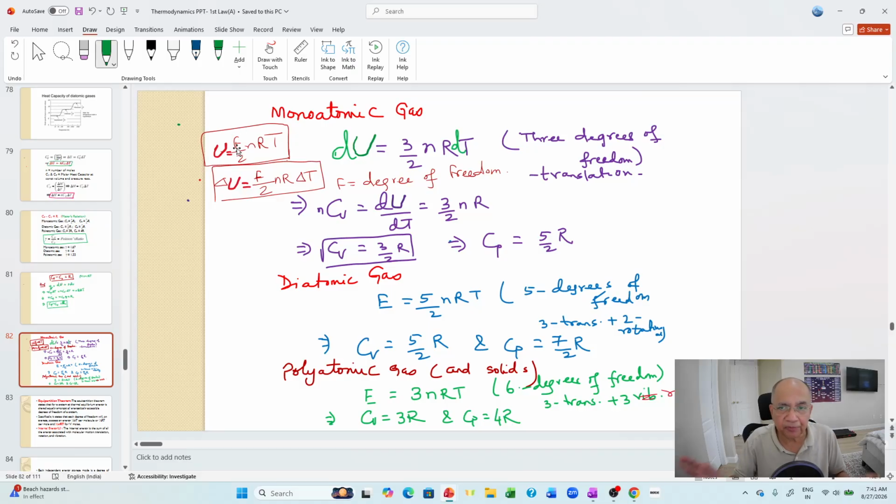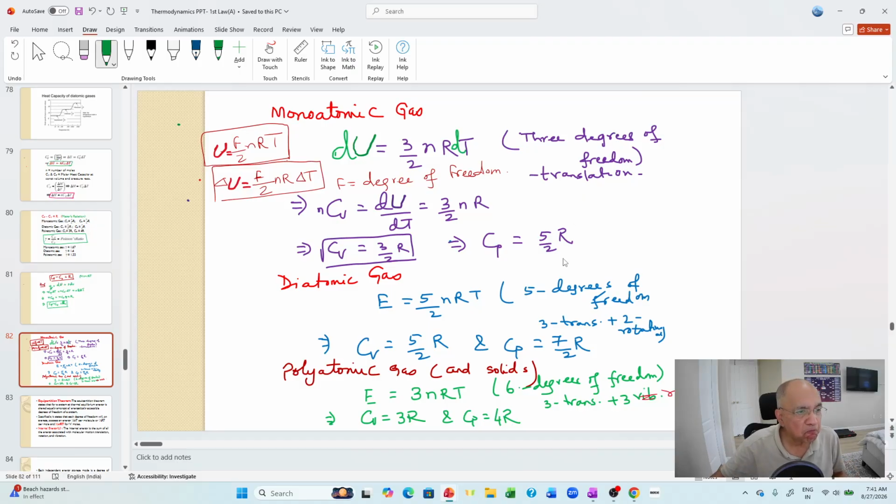A monoatomic gas, a single atom, can have only translation. It cannot have any rotation. A single atom has no rotation. That is not considered as a rotation. They say the same spherical atom rotates, but that is not considered. If there is a bond, then it rotates across the bond.